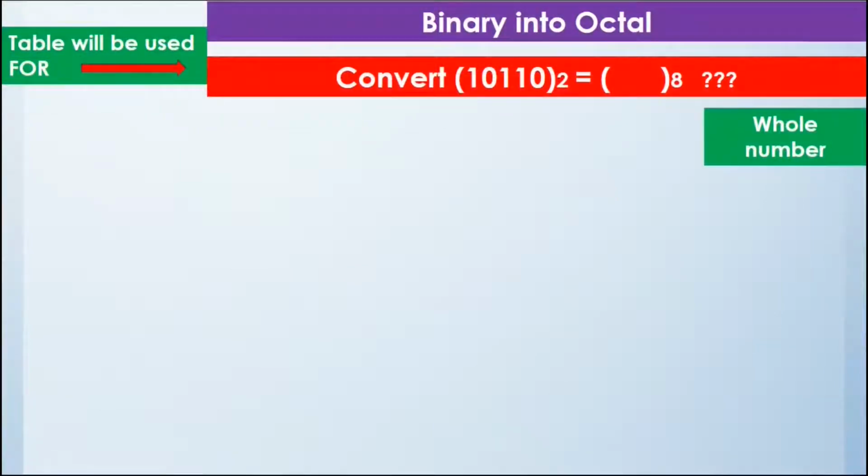So now we look at an example in which we are going to convert a binary number into an octal number. And remember, in this example, we are going to use the whole number. So we are given the number 10110 in binary, and we have to convert it into which base? That is octal. So remember, as we did previously, that 2 raised to power 3 is equal to 8.